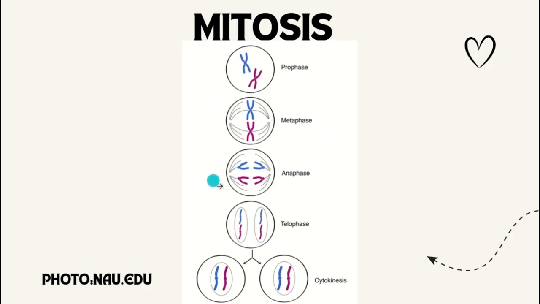As we move down to anaphase, here is a way to remember. Prophase, pro means before. So before, the chromosomes become condensed. And then metaphase is from middle, they line up in the middle. Anaphase means away.